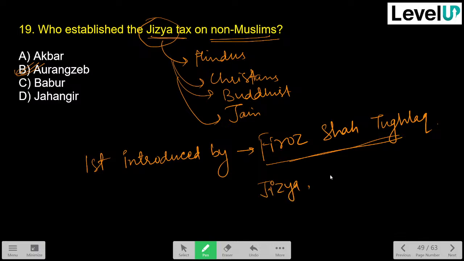Jizya tax. Right. The second one is Kharaj tax. Next is Zakat tax, which you have to give, and there was Khams. These four types of taxes were to be applied on the people of that particular kingdom.